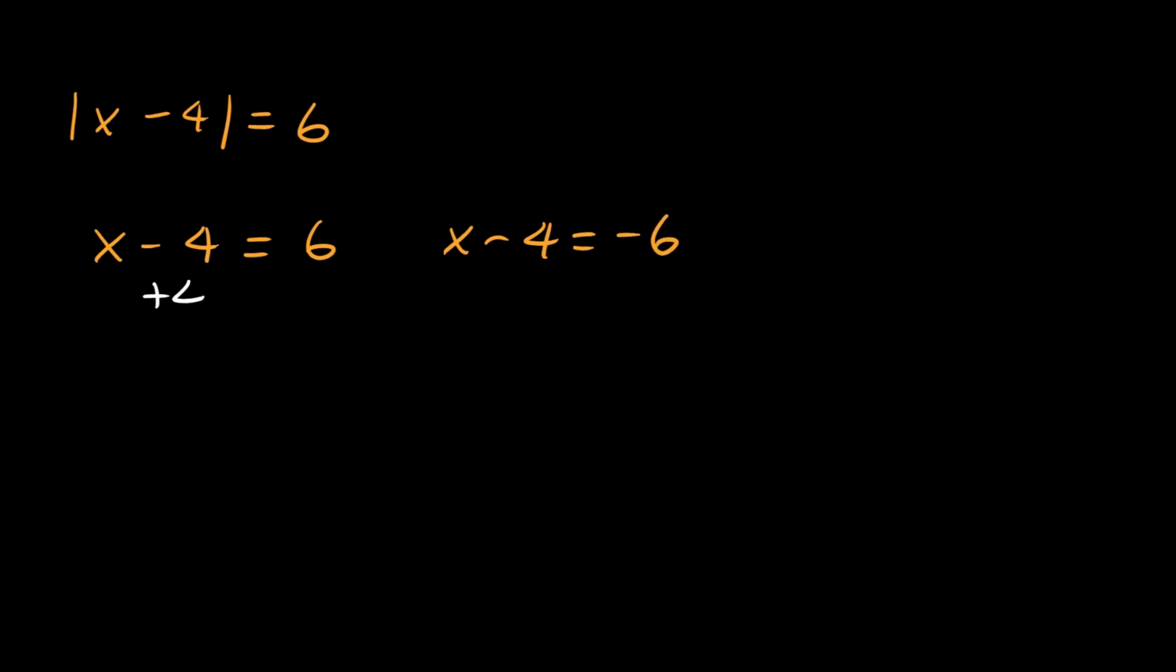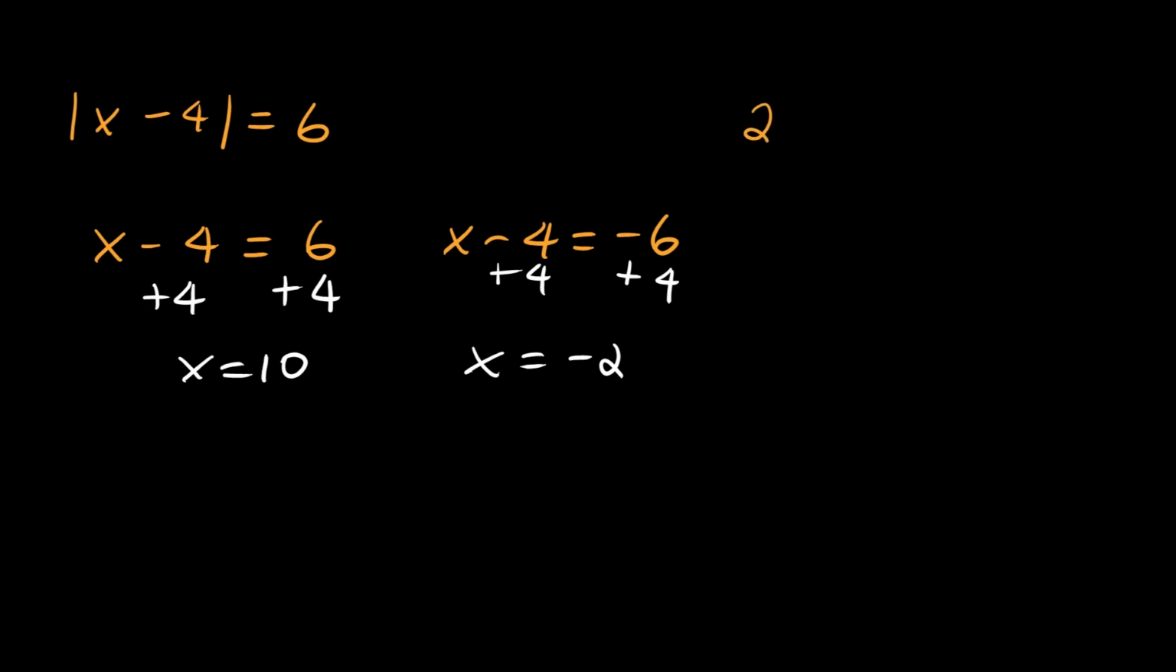Here's another example. Absolute value of x minus 4 equals 6. Alright, so we can go ahead and find the absolute value. This will be x minus 4 equals 6, and x minus 4 equals negative 6. Now we can add 4 and add 4 over here. X is equal to 10, and let's add 4 here too. X is equal to negative 2.